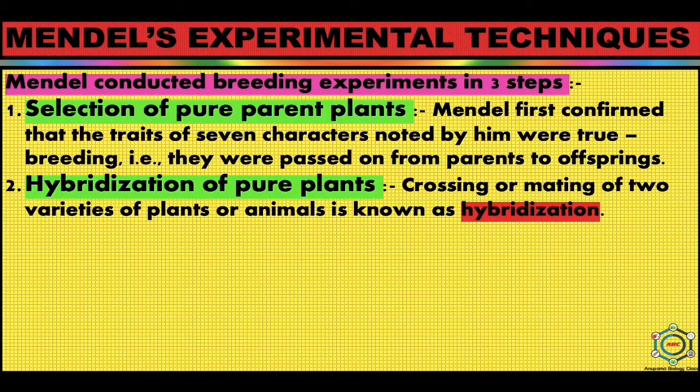The second is hybridization of pure plants. Crossing or mating of 2 varieties of plants or animals is known as hybridization. So, the pure breeding plants were used by Mendel in his hybridization experiment, and in these experiments he crossed pure plants having contrasting traits of the character. And after this, the flowers that were pollinated by hand were kept enclosed in paper bags from the very beginning to avoid entry of unwanted pollen.